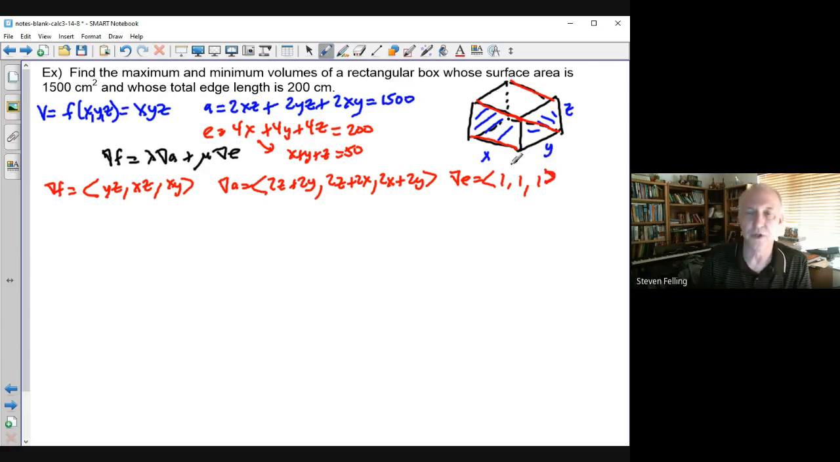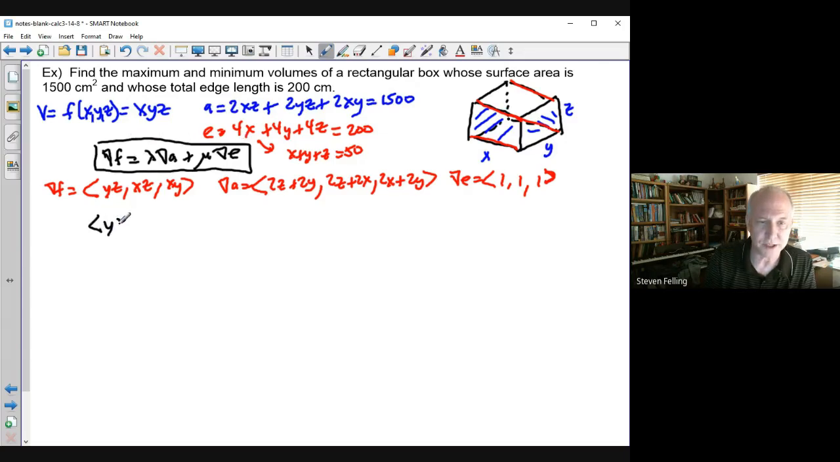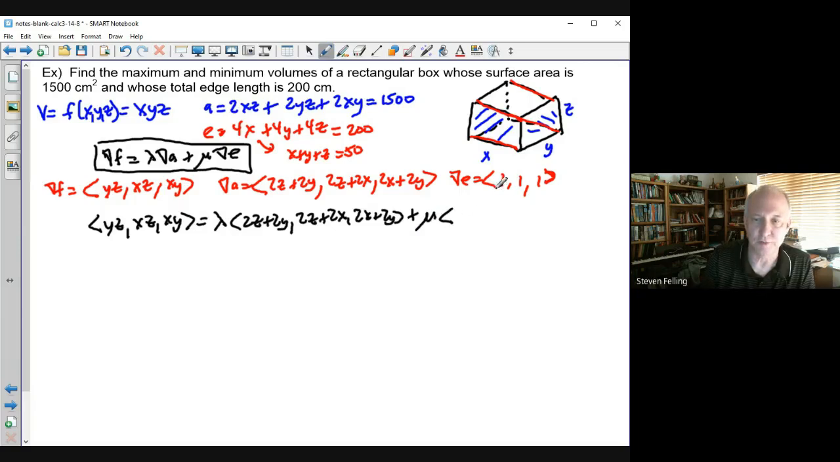All right. So now I've got my 3 gradients, and now we're going to make the gradient function itself, the Lagrange function, this right here. The gradient of f, so yz, xz, xy, must be equal to a multiplier lambda times 2z plus 2y, and then 2z plus 2x, and then 2x plus 2y, plus a different scalar multiplier, let's use mu, times the gradient of the other constraint, 1, 1, 1.